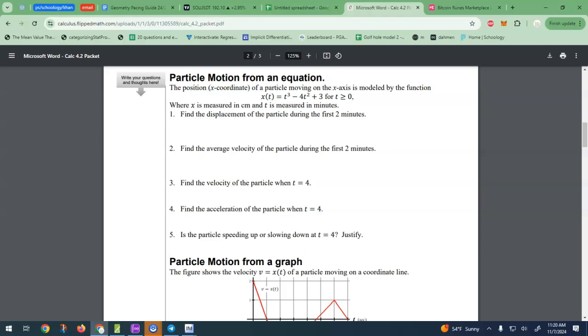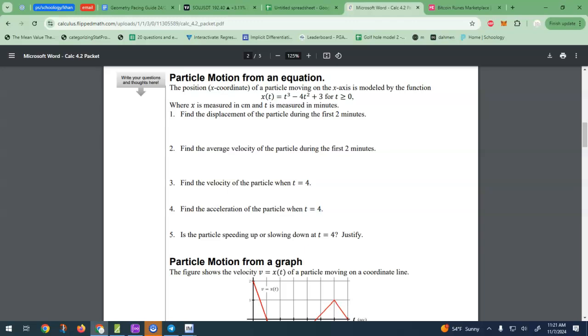0 cubed minus 4 times 0 squared plus 3. So 3. I think most of you probably could just look at that and be like, yeah. And then if I plug in 2, I get -5. I didn't find the displacement yet. I just kind of set up.